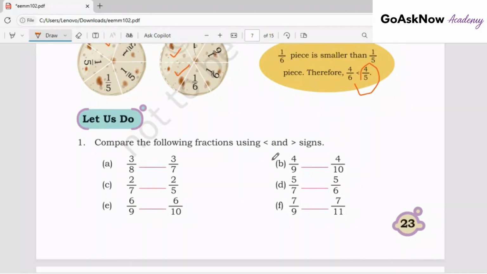Compare the following fractions using lesser than and greater than signs. Here the same numerator, the one which has the smaller denominator is the greater one. So here 7 is greater than 1. Next here smaller is 5, so this is the greater one. 9 is smaller than 10, so here the greater than symbol. Here 9 is smaller, so we are putting the greater symbol. Here 6 is the greater one.